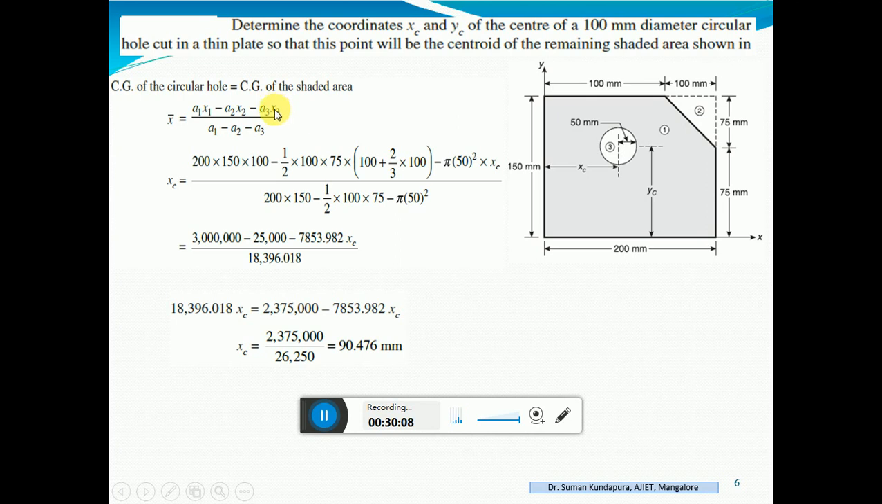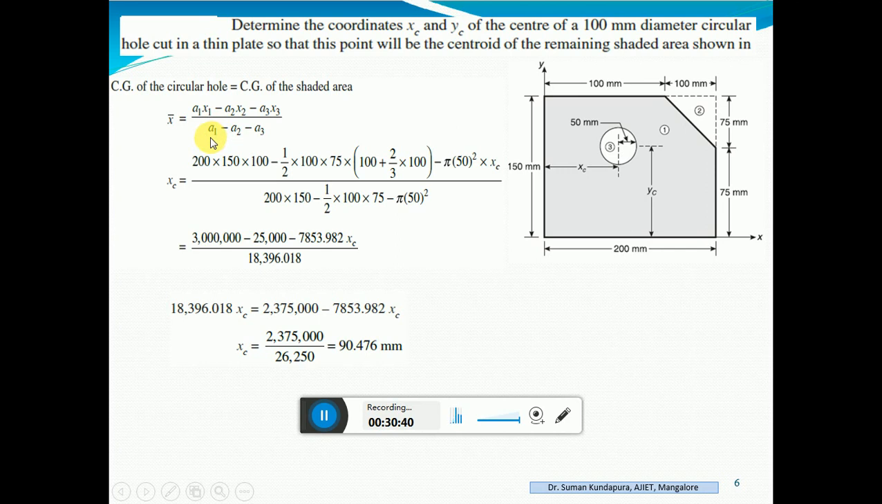This x3 is the component 3's x distance from the y-axis. So component 3's x distance from y-axis is marked already as xc. So multiply it as the xc, and they have also given the condition that the same is the x bar distance for the entire shaded region. Same is the x bar for the entire shaded region. So keep xc here as well.